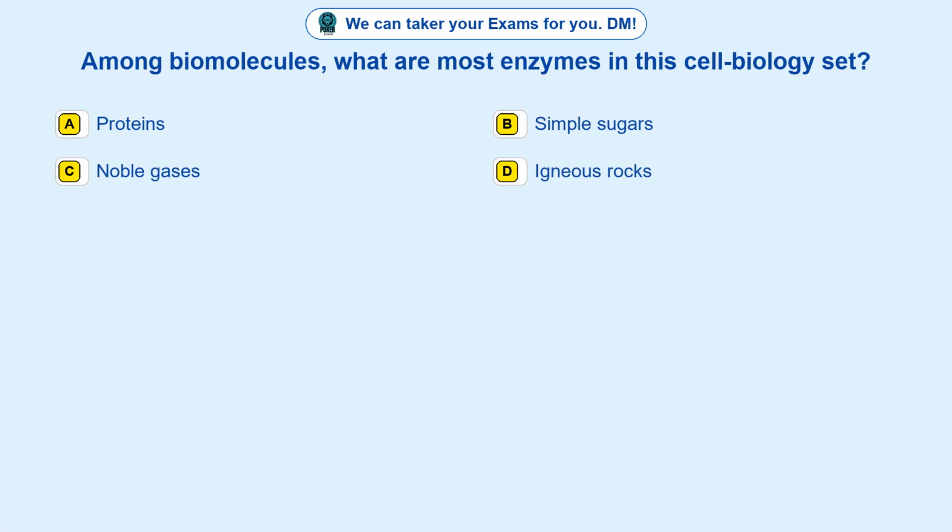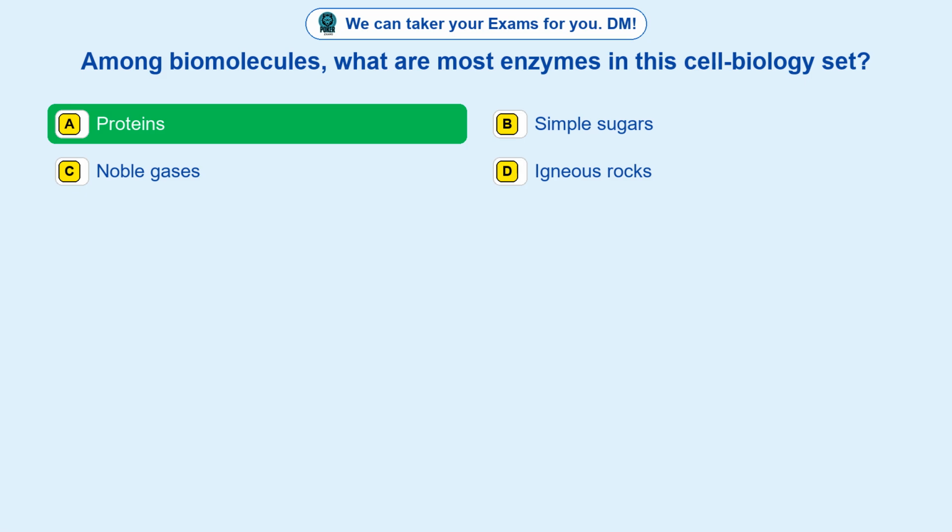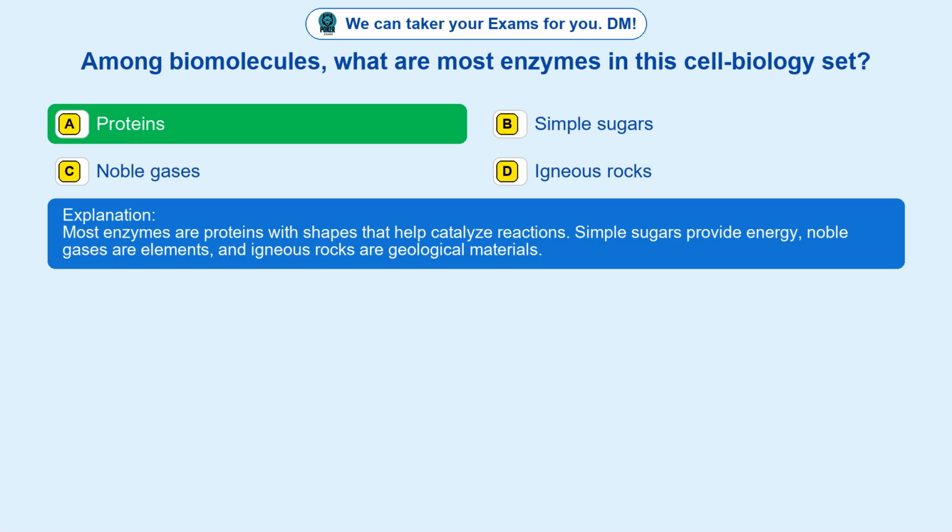Question 30. Among biomolecules, what are most enzymes in this cell biology set? Option A, proteins. Option B, simple sugars. Option C, noble gases. Option D, igneous rocks. The correct answer is option A. Proteins. Most enzymes are proteins with shapes that help catalyze reactions. Simple sugars provide energy, noble gases are elements, and igneous rocks are geological materials.